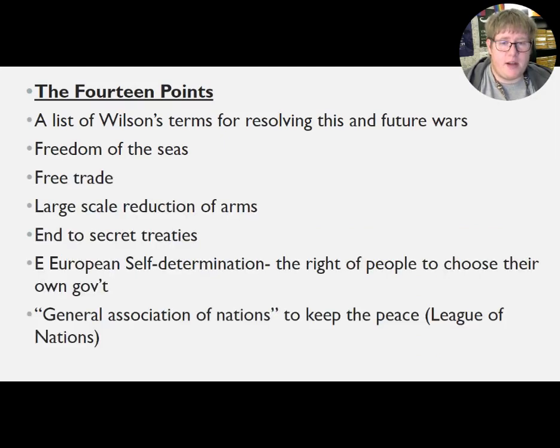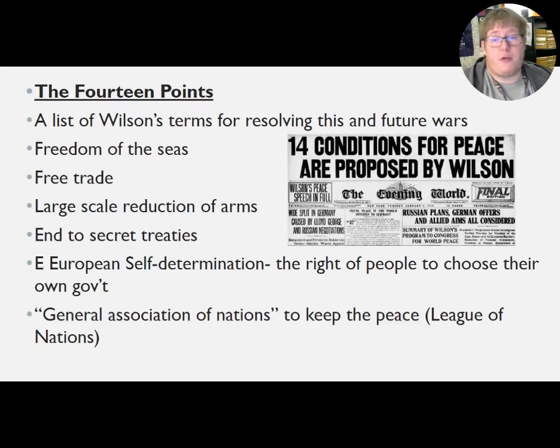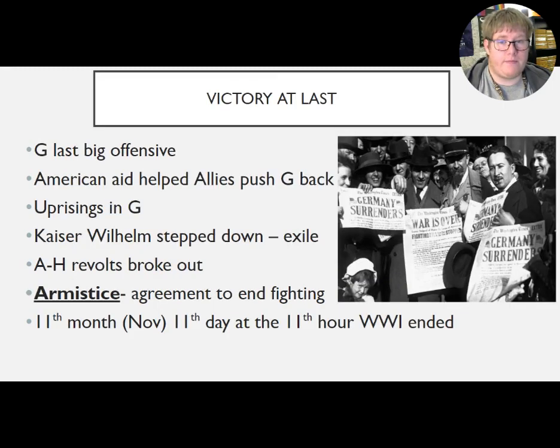Now, at the same time, Wilson put forward the 14 points, a list of terms for resolving this and all future wars. This includes things like freedoms of the seas, free trade, a large-scale reduction of arms by everybody, an end to these secret treaties that caused everybody to join this war, and Eastern European self-determination, or the right of people to choose their own government, and a general association of nations to keep the peace, known as the League of Nations. We'll talk more about the 14 points next time when we do section 4 as well.